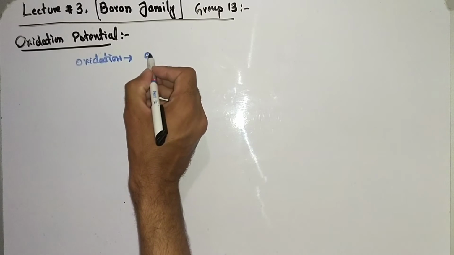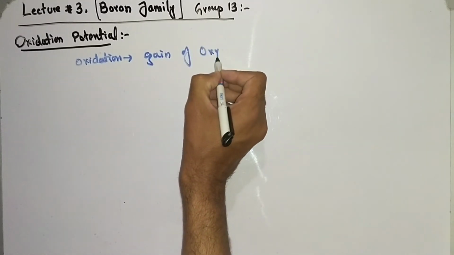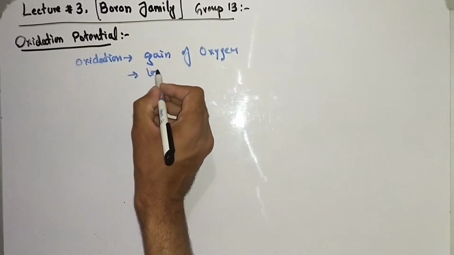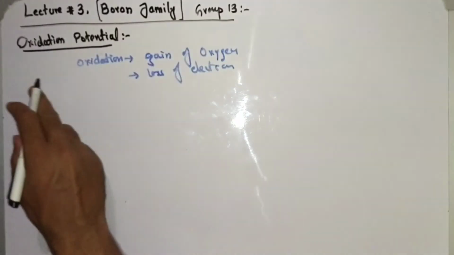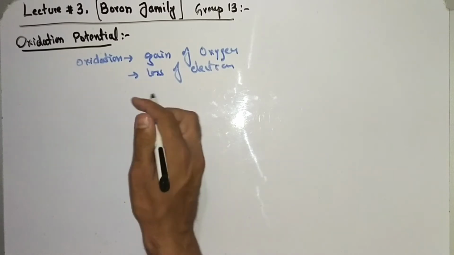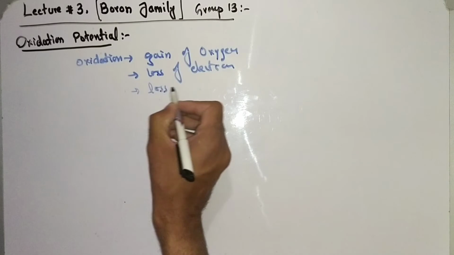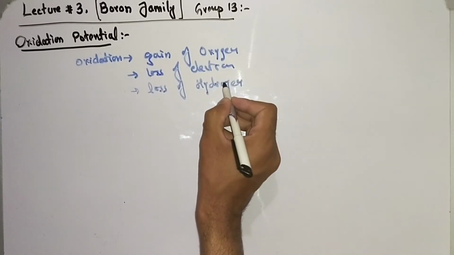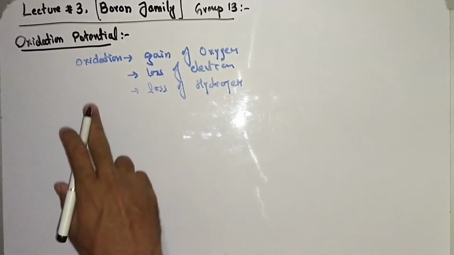gain of oxygen or addition of oxygen. Also, oxidation means loss of electron. Before the oxidation potential, you should remember these topics. Loss of electron. Also, oxidation means loss of hydrogen. This is the oxidation definition. Three definitions.